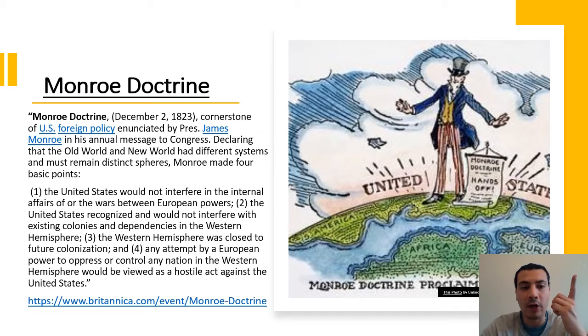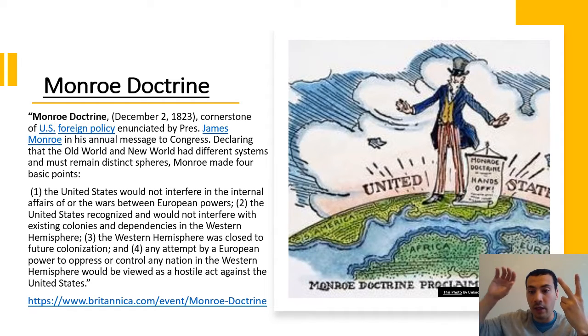Number 1, the United States will not interfere in the internal affairs of or the wars between European powers. So we are not messing with Europeans. They want to have their wars, the US will not participate. Number 2, the United States recognized and will not interfere with existing colonies and dependencies in the Western Hemisphere. So if England has a colony in India, the United States will not engage in any affair that will jeopardize Great Britain's power in India.